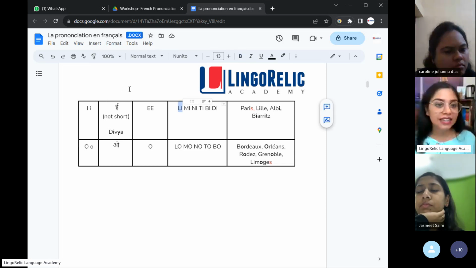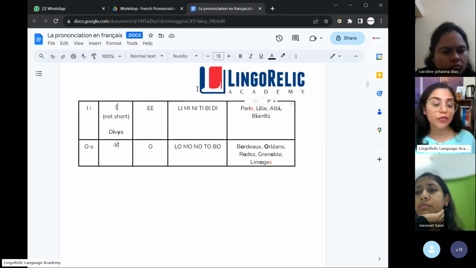And you have Li, Mi, Ni, Ti, Bi, Di. All of them are long. So that is why I pronounce this as Paris, E long. This I pronounce as Lille, not short but the long one. Then this one is another very beautiful town in France nearby Toulouse. This is called Albi.